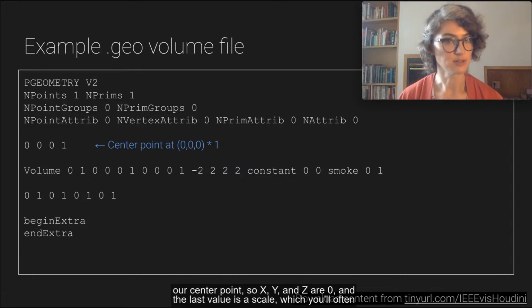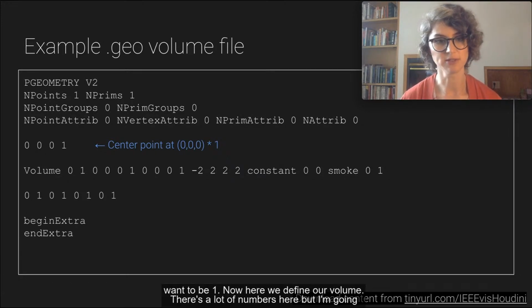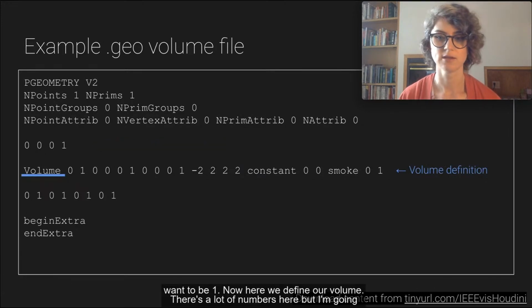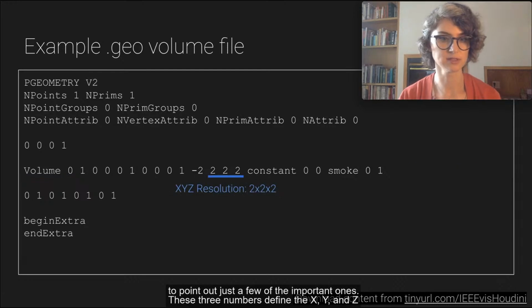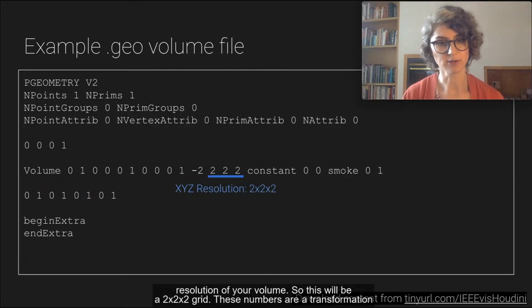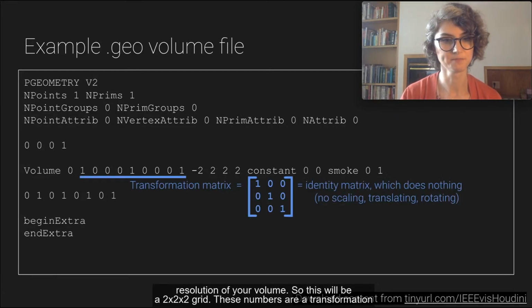Here we define our center point. So x, y, and z are 0. And the last value is a scale, which you'll often want to be 1. Now here we define our volume. There's a lot of numbers here, but I'm going to point out just a few of the important ones. These 3 numbers define the x, y, and z resolution of your volume. So this will be a 2 by 2 by 2 grid.